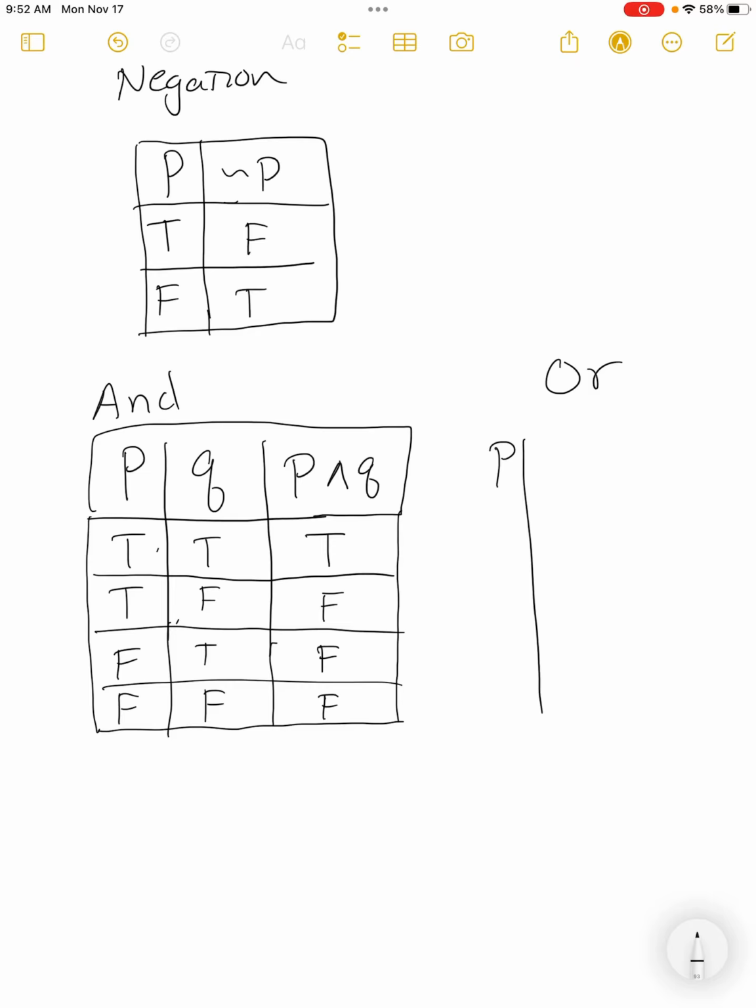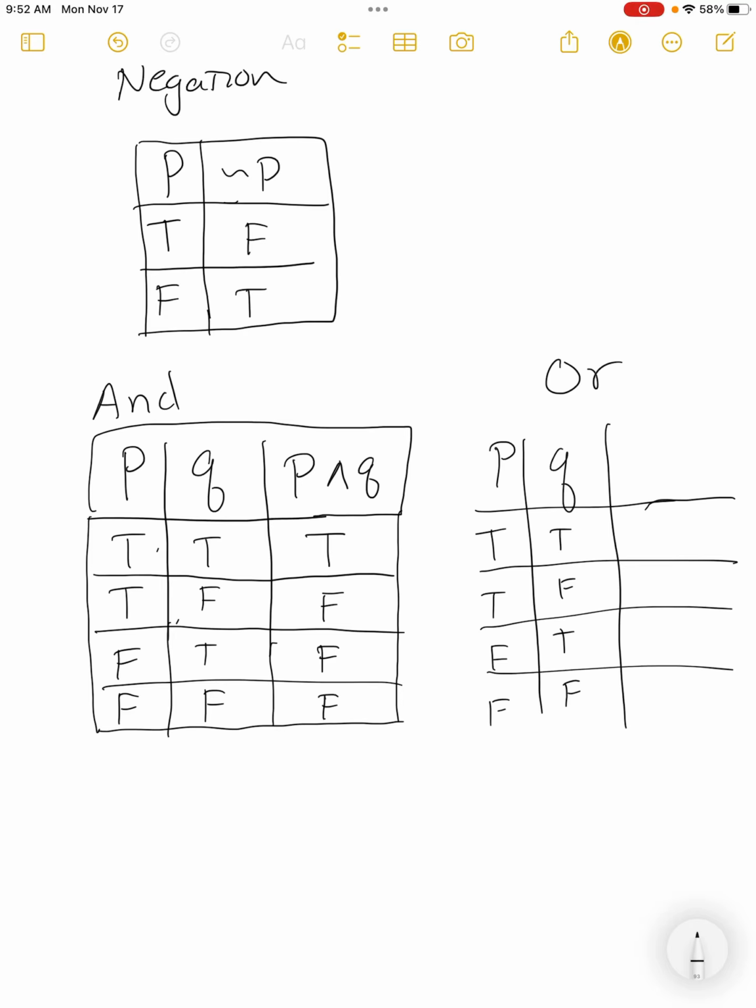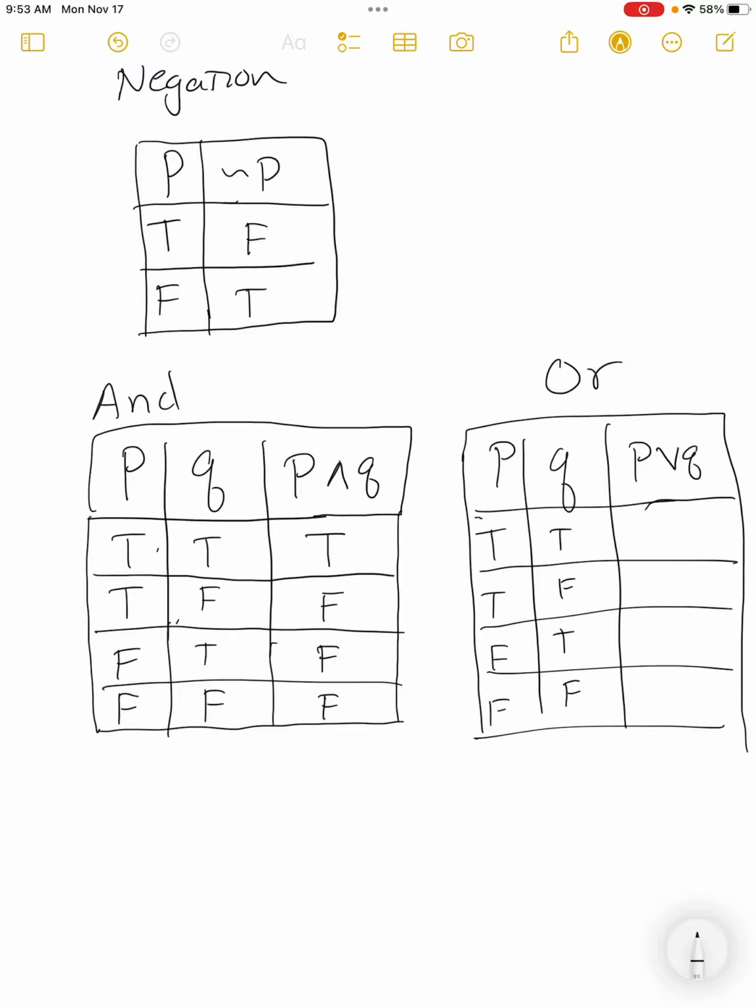So let's look at or. So we have P and Q again, and it's always the same. True, true, false, false, true, false, true, false. Whenever we have to establish a full truth table, we're doing it just like this every time. Your homework does a really good job of piecing things apart. Okay. And then or, remember that has the symbol V in there, P or Q.